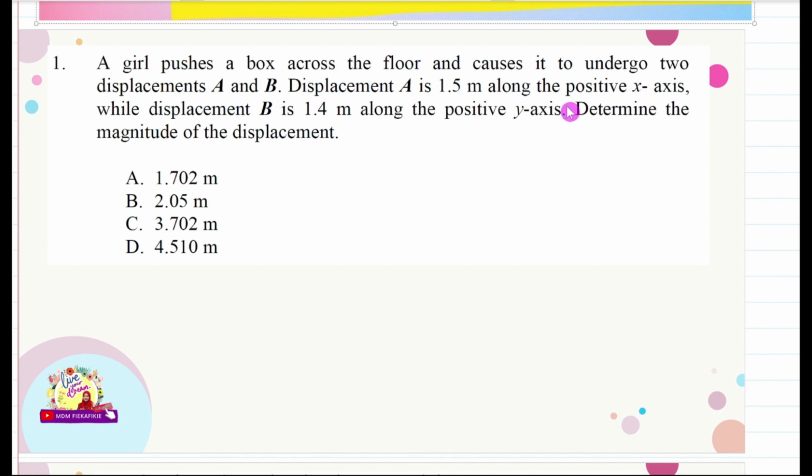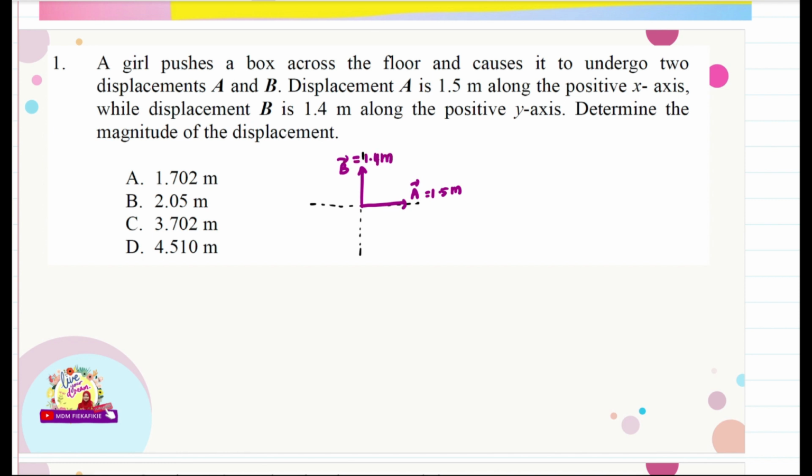Alright. So, kalau kita lukis, okay. So, let's say this is the coordinate. So, this is Y and this is x-axis. Okay. So, displacement A is 1.5 meter along, so means that in this direction. So, A is equal to 1.5 meter and B is 1.4 meter along the positive y-axis. So, this is direction for vector B, okay, where it is equal to 1.4 meter.